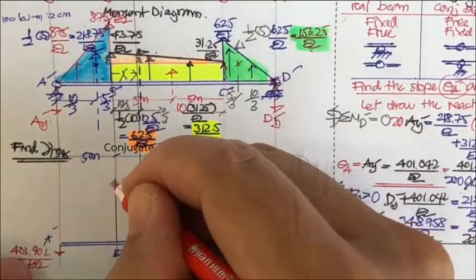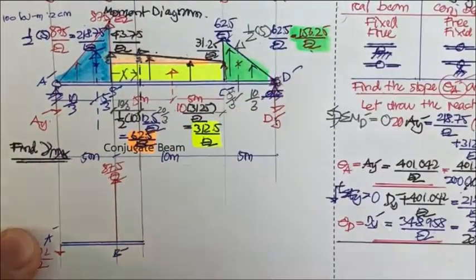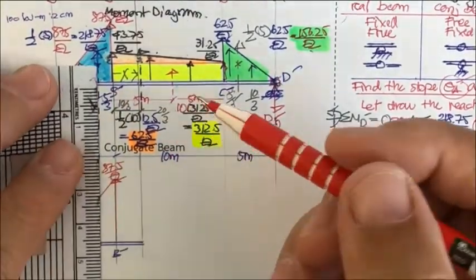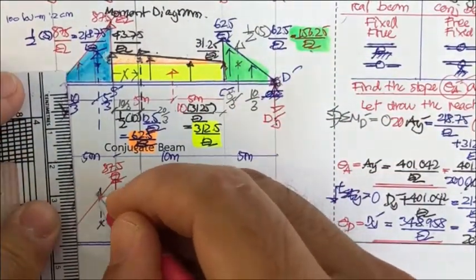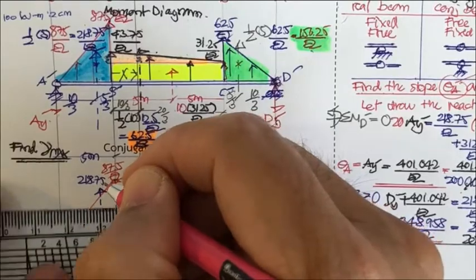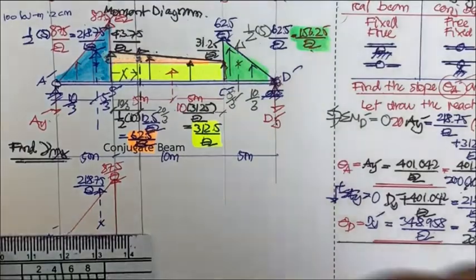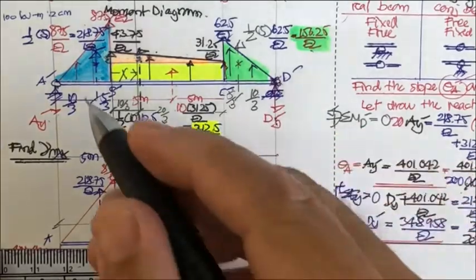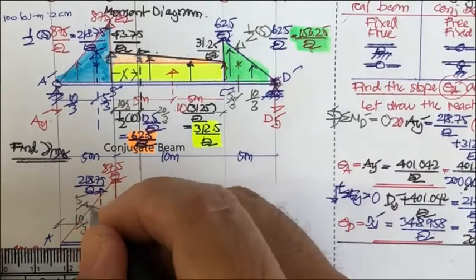This portion is going to be 87.5 divided by EI, and we have this one. With this one of 218, to 18.75 divided by EI, and you also have this one, the position of it already. That is going to be 10/3, and this is going to be 5/3.